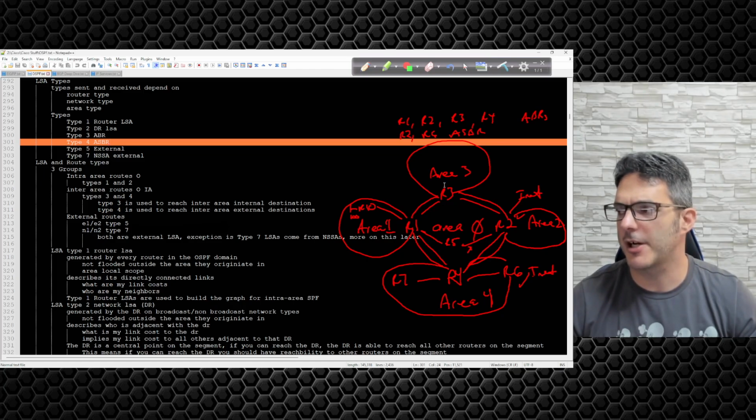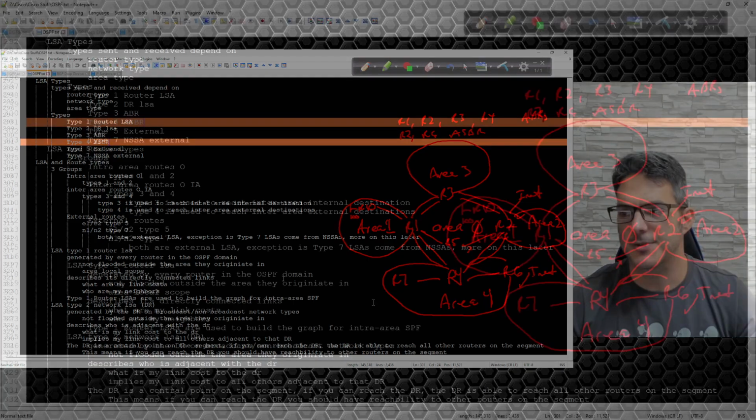Area 0 learns it. Area 3 gets it. Area 3 points to R4 because he is the next ABR, and a Type 3 LSA is being generated. And then R4 has an ASBR route to R6, so everybody will then flow through R6. That's how OSPF will work with default routes. So now that we understand that, it makes a lot more sense.